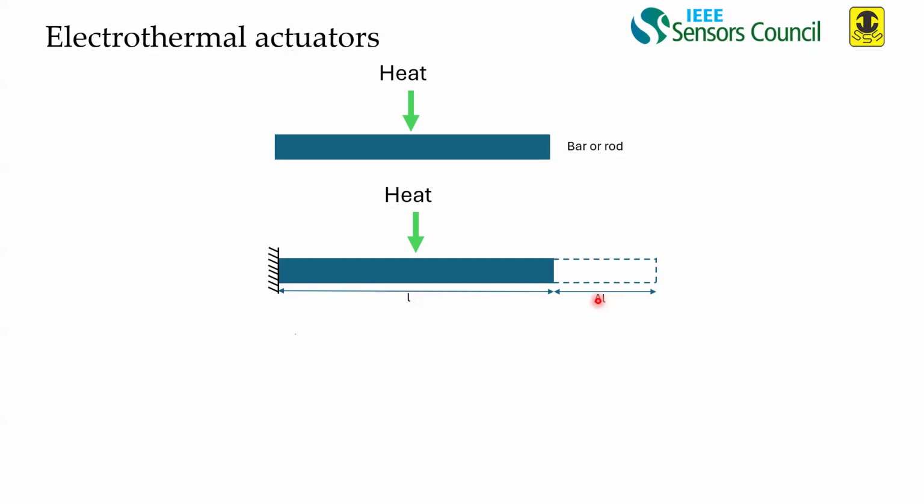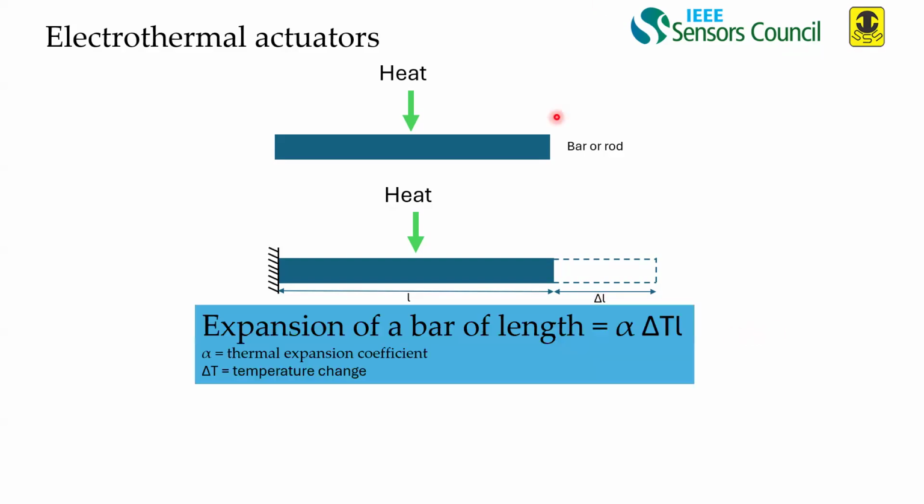But how much will it expand? Let's say I'm giving some amount of heat, and I said it will expand, but by how much? The expansion of a bar of length L, delta L, is alpha delta T L. Alpha is the thermal expansion coefficient and delta T is the temperature change.